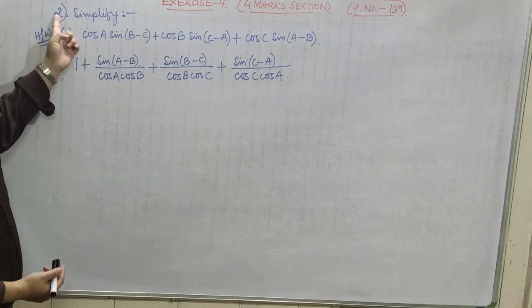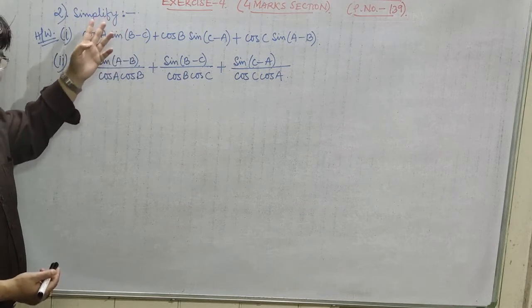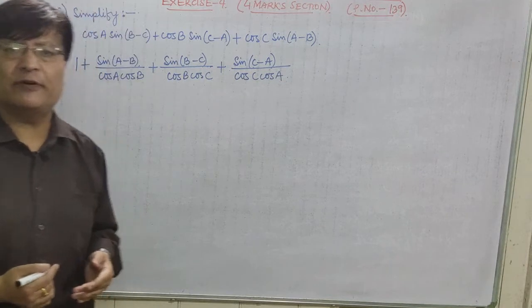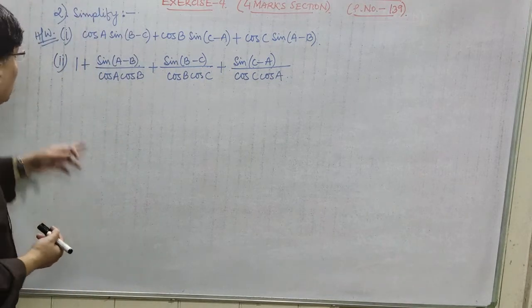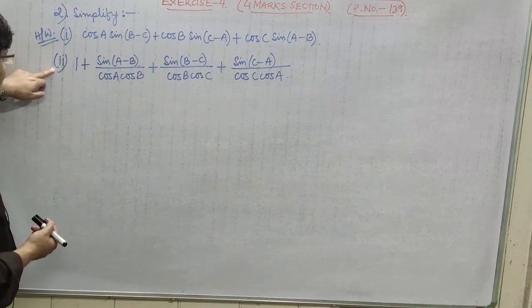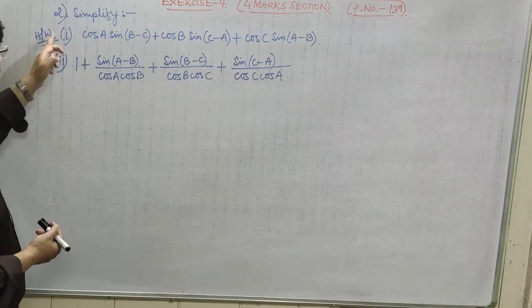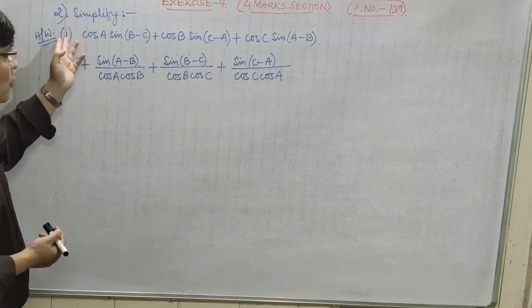So here number 2 is simplify. That means you have to get the simplified value of the given expression. Okay, so let's do number 2 of question number 2. So number 1 is your homework. You have to simplify number 1. I'll give you the hint for number 1.